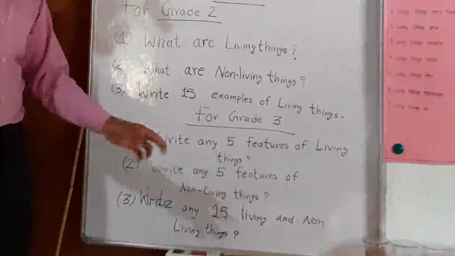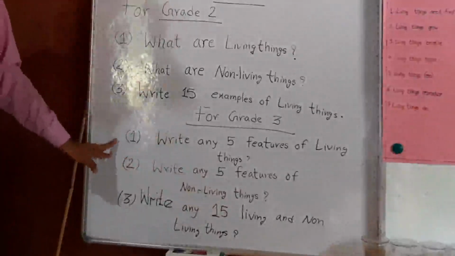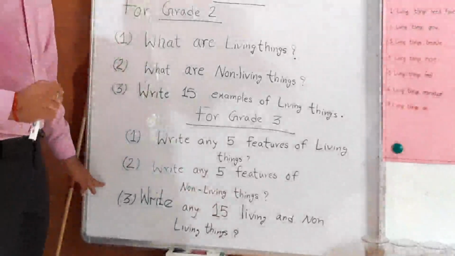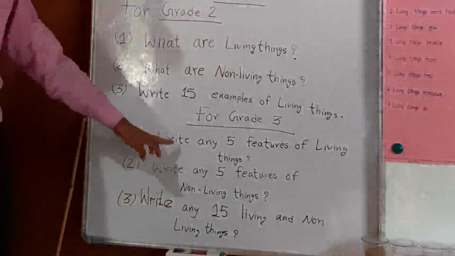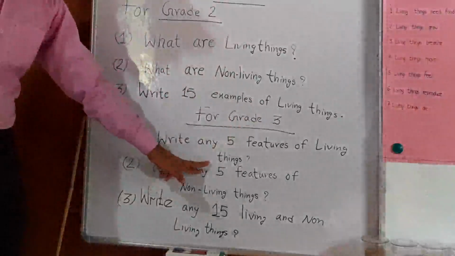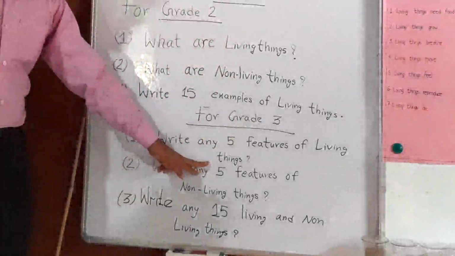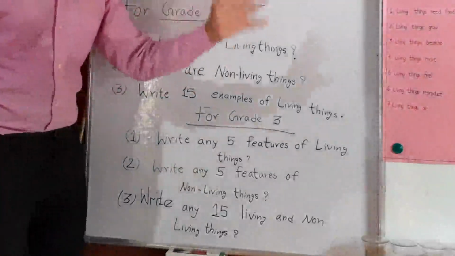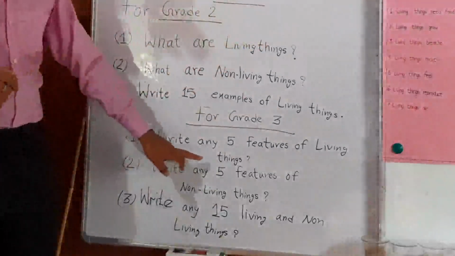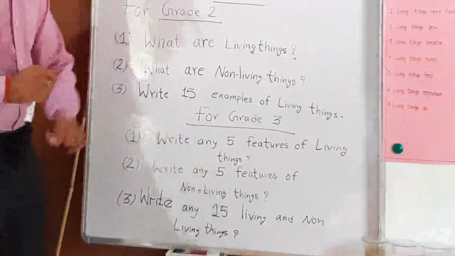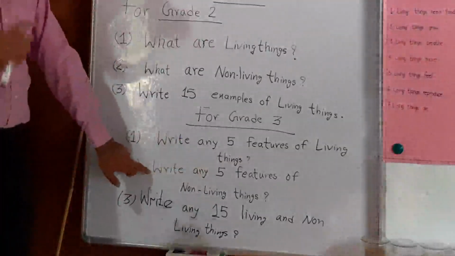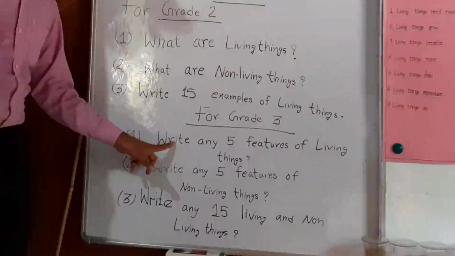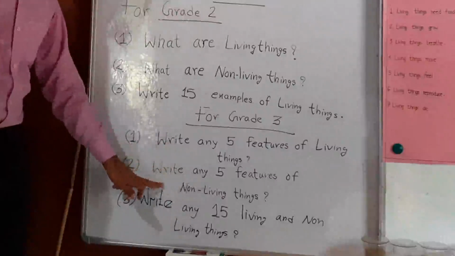And for grade 3, there are 3 questions for grade 3 students. So, grade 3 students, first question is, write any 5 features of living things. Like we learned in this video, features of living things. Among 7, you write only 5 features. Okay, yes. Next question, write any 5 features of non-living things. In the same way, you wrote the features of living things, you write also the features of non-living things.